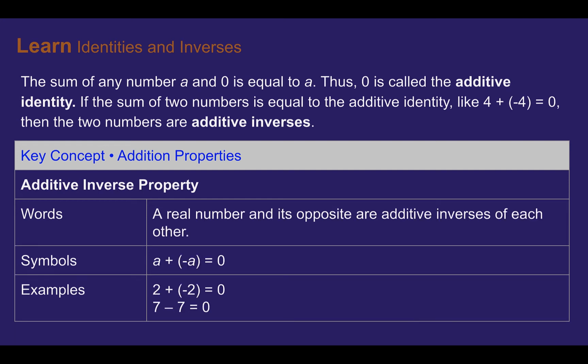The additive inverse property is adding a number to its opposite will give you 0. So if you have a plus -a, you're going to get 0. Or 2 plus -2 will give you 0. Or they wrote it here as 7 minus 7, which is really the same as 7 plus -7, still get 0. Adding a number and its opposite will equal 0. That is the additive inverse property.